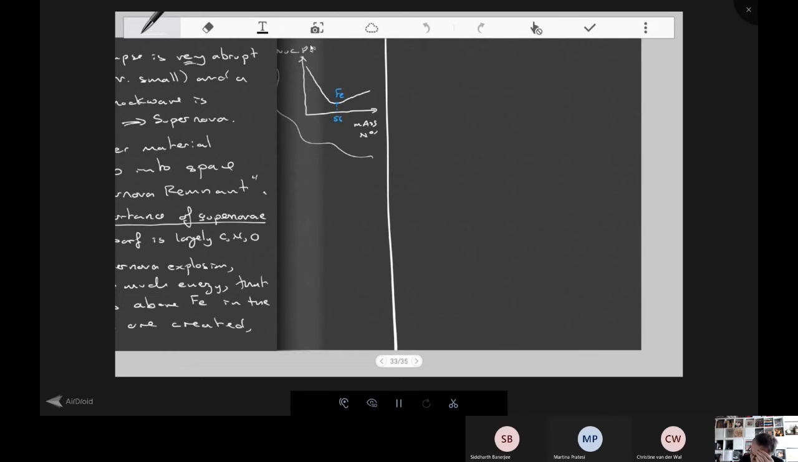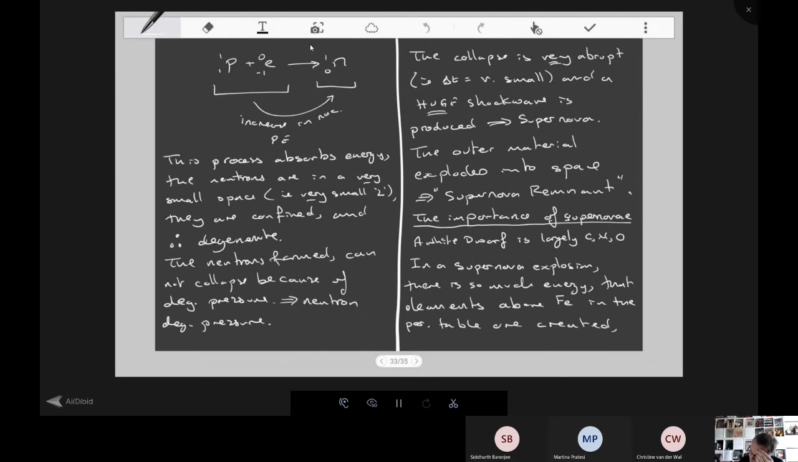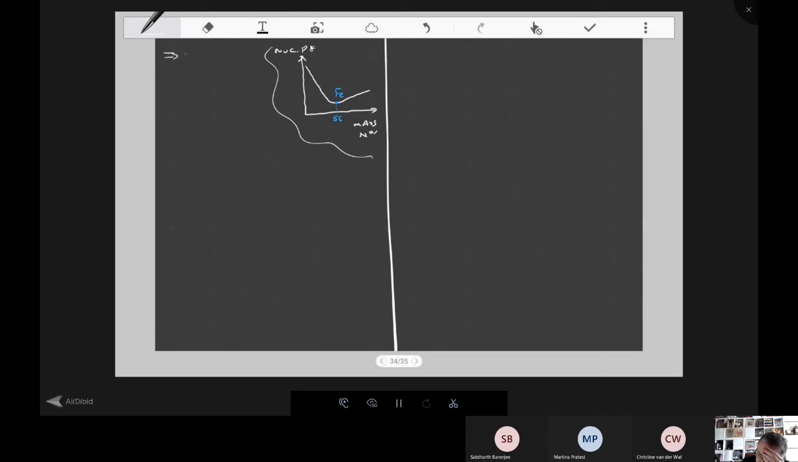I can't remember what I said. White dwarf is largely carbon, nitrogen, oxygen, full stop. In a supernova explosion, there is so much energy that elements above iron in the periodic table are created. This is, now I'm lying to you slightly, the only way we know of to create elements above iron.